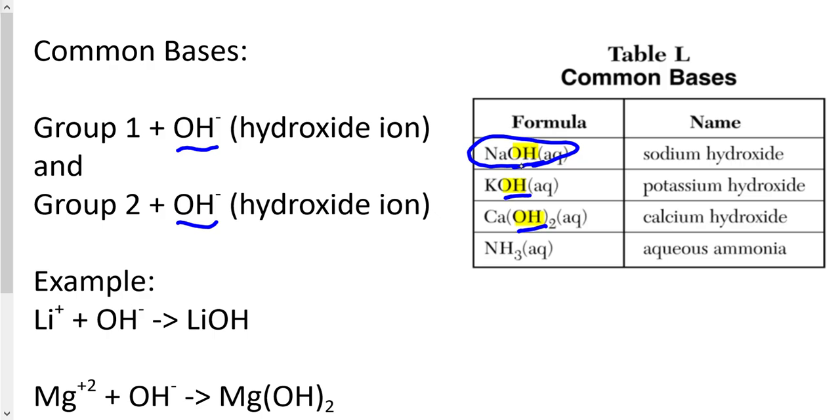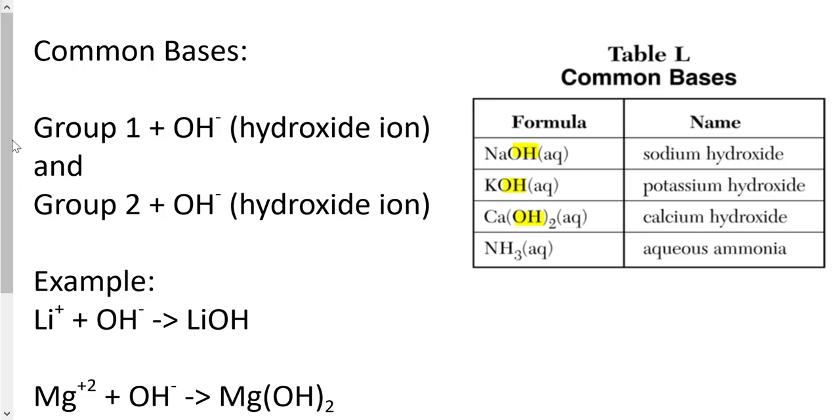Another common base would be elements from group 2 with hydroxide ion. For example, calcium hydroxide. So you have calcium, which is from group 2, bonded with the hydroxide ion, which is a polyatomic ion, and together they form a base.